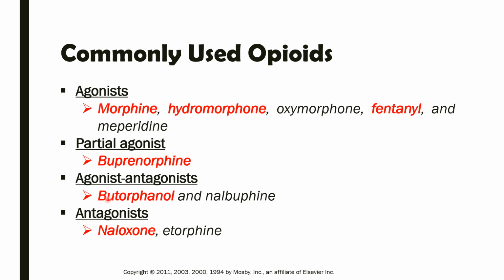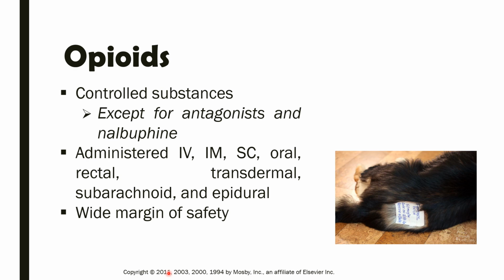And for the antagonist or the reversal agent of the opioids, we have the naloxone. So again, the opioids are great because we can reverse their pharmacological effects, and again, we can use naloxone for this purpose. So every opioid is controlled with the exception of the antagonist, naloxone, and nalbuphine. They are administered via different routes: IV, IM, SC, oral, rectal, transdermal, subarachnoid, and epidural.